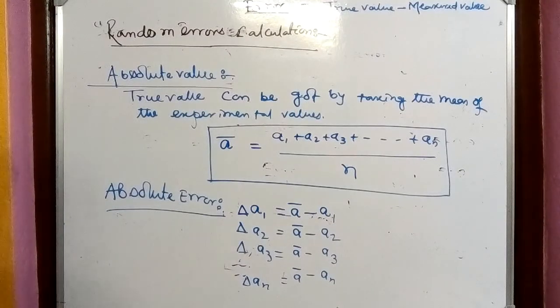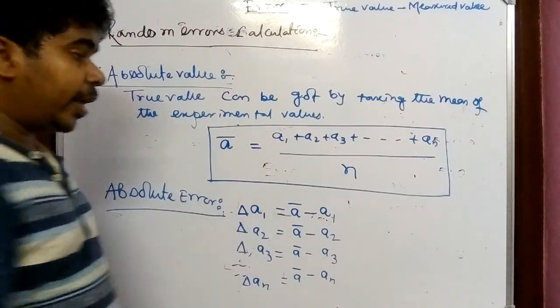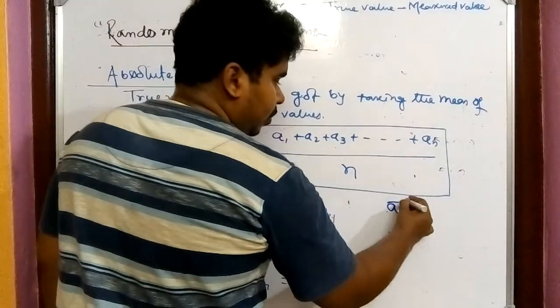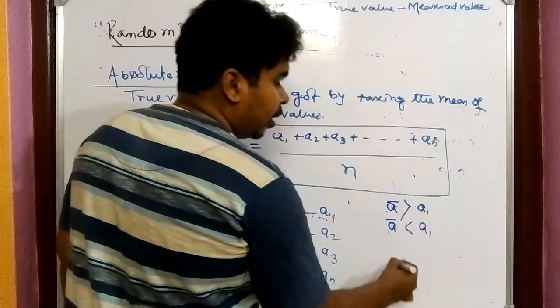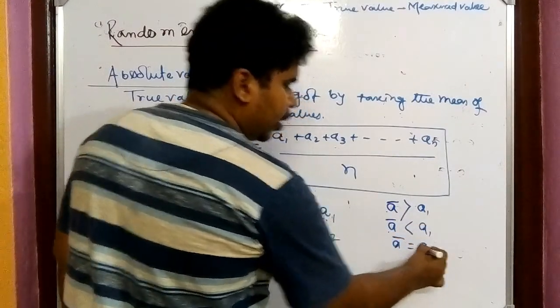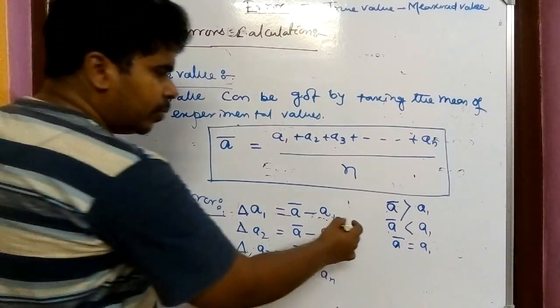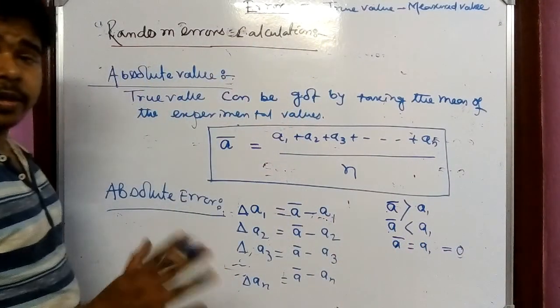So what have we got? We have calculated the errors separately for each calculation, because we have taken the mean value as the correct one. By that we get the absolute error for each measurement. One thing I have to tell you: maybe the value A bar is greater than A1, maybe it is less than A1, maybe it is equal to A1. If it is equal to A1, then delta A1 will be 0. No problem with that.